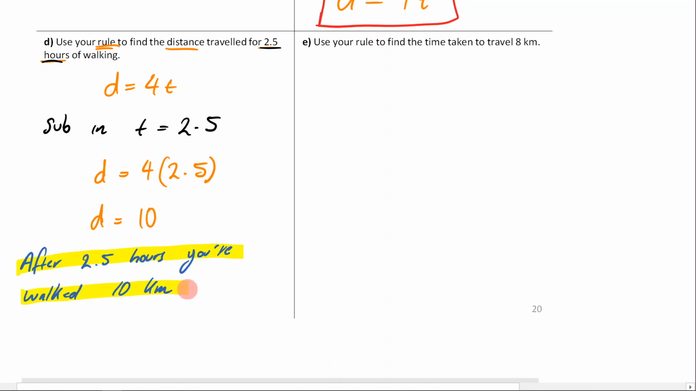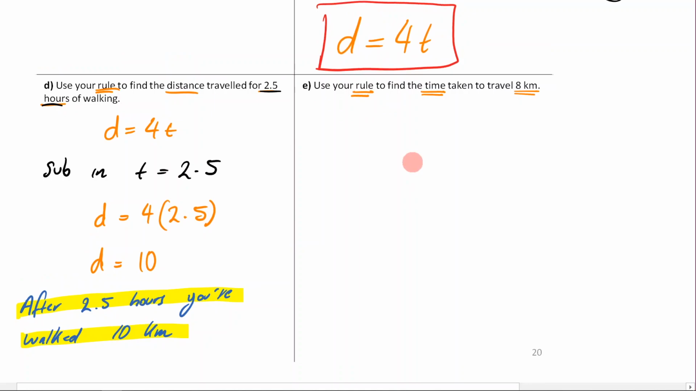So that's what's happening. All right, let's now move on to our next part here. It says use your rule to find the time taken to travel 8 kilometers. Again, it says use your rule. So let's take the rule that we found. d is equal to 4t. And now we're using this rule. It wants us to find the time taken to travel 8 kilometers.